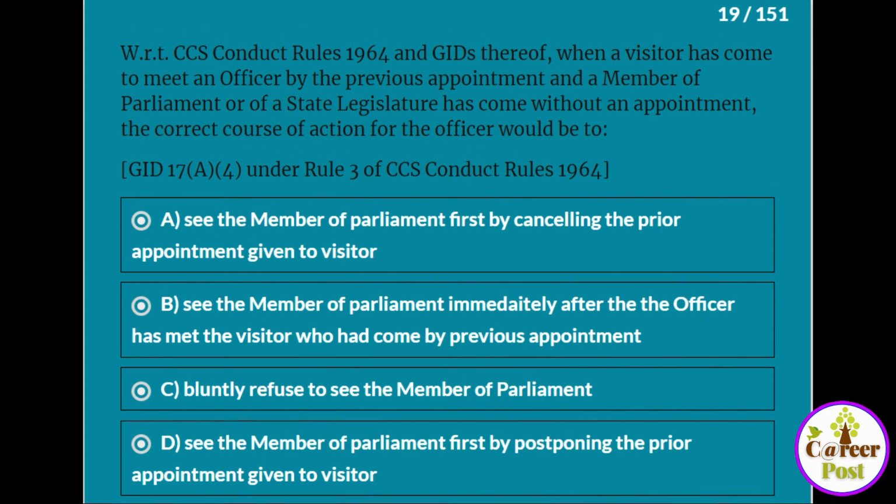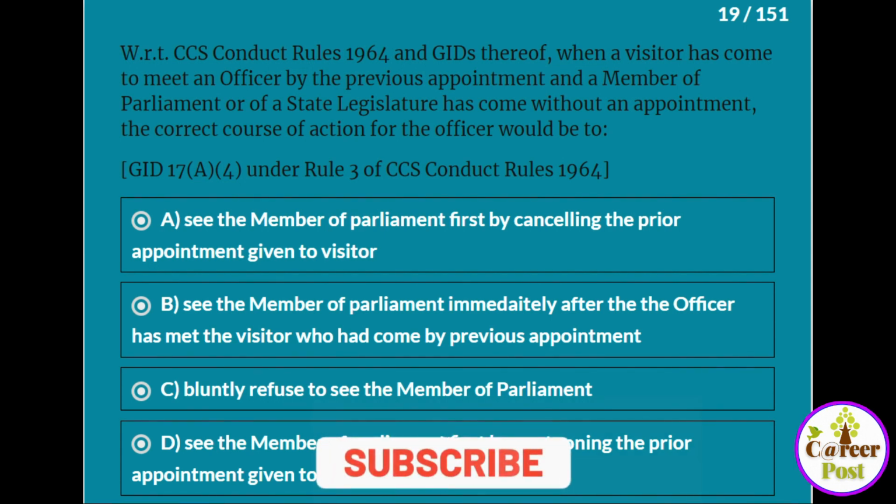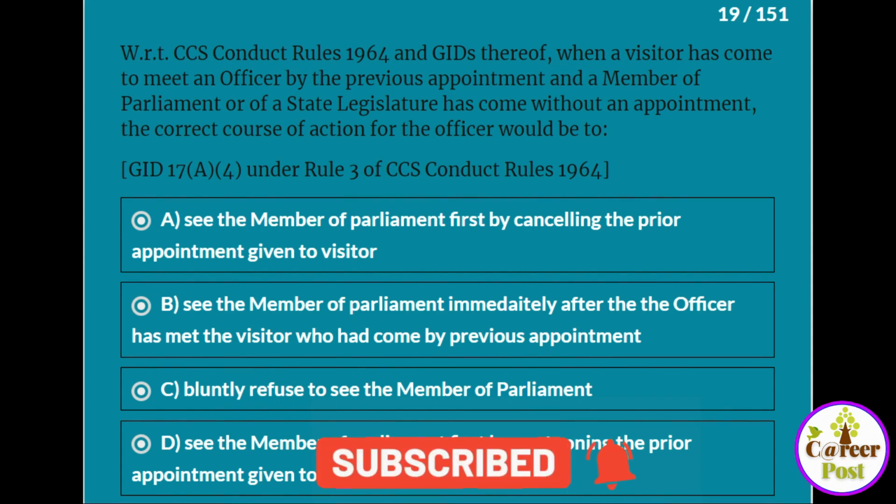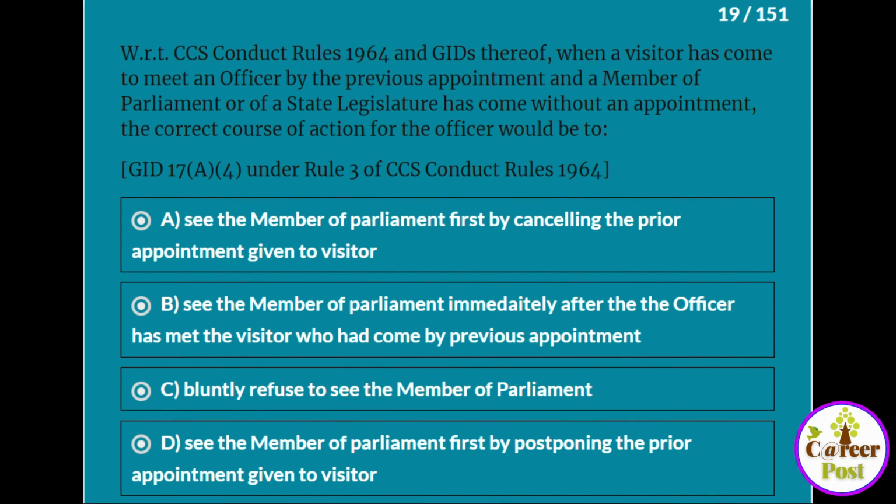With reference to Conduct Rules 1964 and GIDs thereof, when a visitor has come to meet an officer by previous appointment and a member of parliament or of a state legislature has come without appointment, what is the correct course of action for the officer? The question says the MP has come without appointment and another visitor has come with a previous appointment. Whom do you invite to meet first? That is the question.